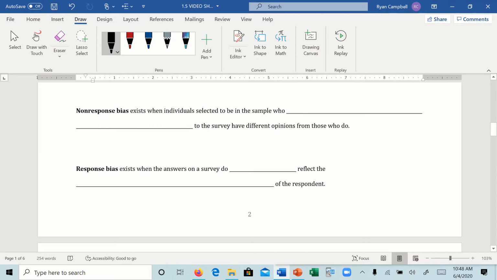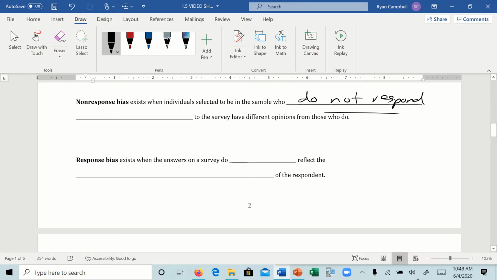All right. The next two. The first one is non-response bias. Non-response bias exists when individuals selected to be in the sample do not respond. Makes pretty much sense, right? It's exactly what it says. So non-response is when people do not respond to the survey. If it doesn't say that people didn't respond, then we assume they did, right? So the only reason why we would say non-response is because people did not respond. You can't assume that people didn't respond.